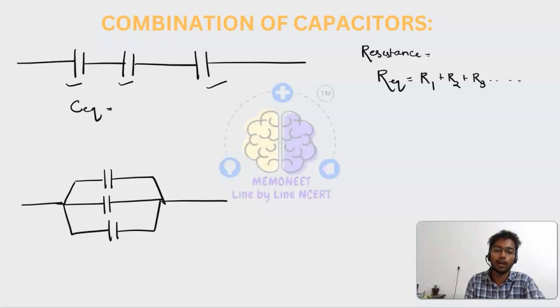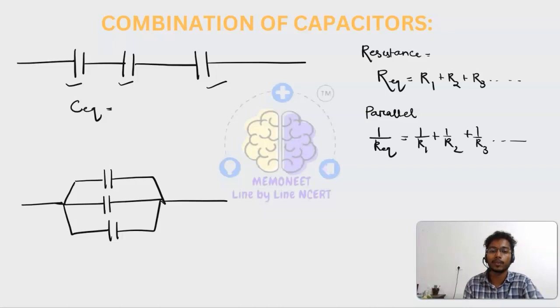And in the parallel condition, in the resistance, we have 1 upon R equivalent is equal to 1 upon R1 plus 1 upon R2 plus 1 upon R3 and so on. Likewise, we will do in the capacitor. But in the capacitor, it is just the reversal of the formula.